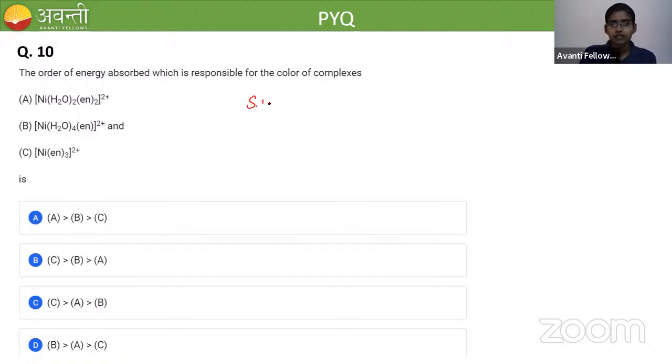If the system contains a strong field ligand, then the absorption of energy will be more. Energy getting absorbed is very more. If you are having a weak field ligand, then energy absorbed will be very less. So just apply this concept and try to get the answer.